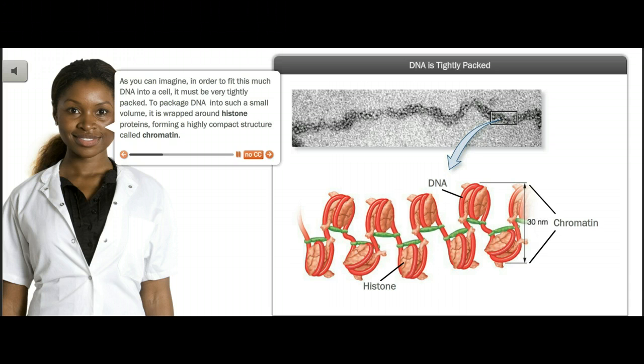As you can imagine, in order to fit this much DNA into a cell, it must be very tightly packed. To package DNA into such a small volume, it is wrapped around histone proteins, forming a highly compact structure called chromatin.